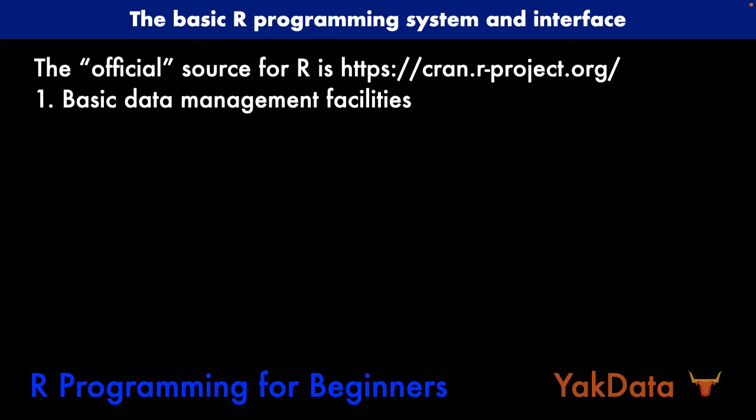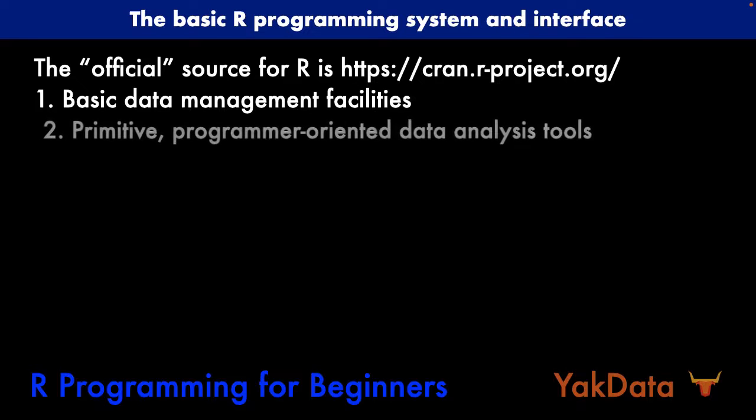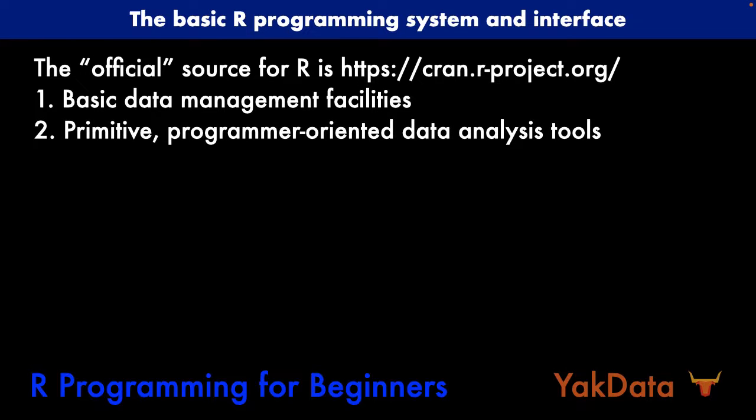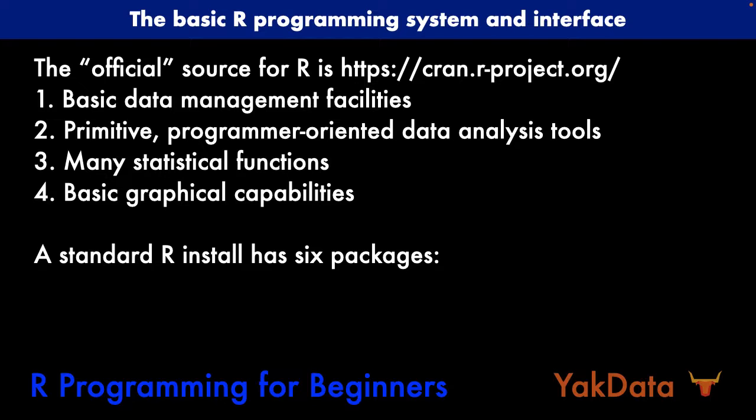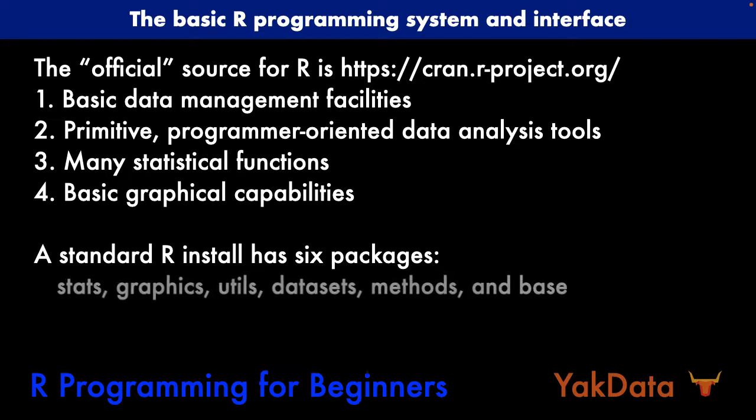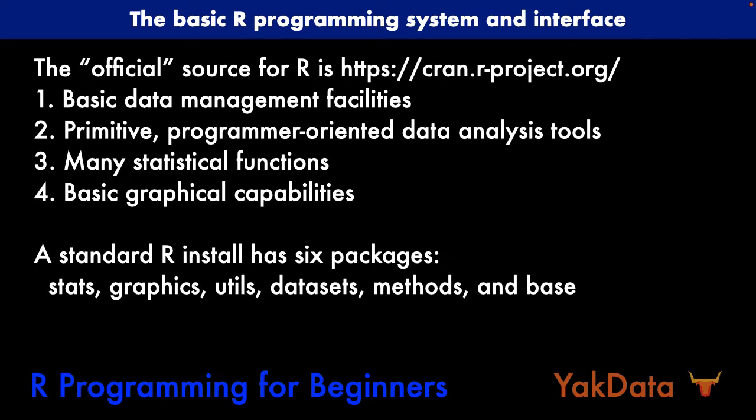If you were to install that, you get the basic data management facilities, primitive programmer-oriented data analysis tools, a variety of statistical functions, basic graphing capabilities, and there are 6 packages that are part of the standard R install: stats, graphics, utils, datasets, methods, and base. I'm just letting you know that there are packages by default that install with the core R. Those are ones that you don't have to install if you were to go this traditional route of installing R.